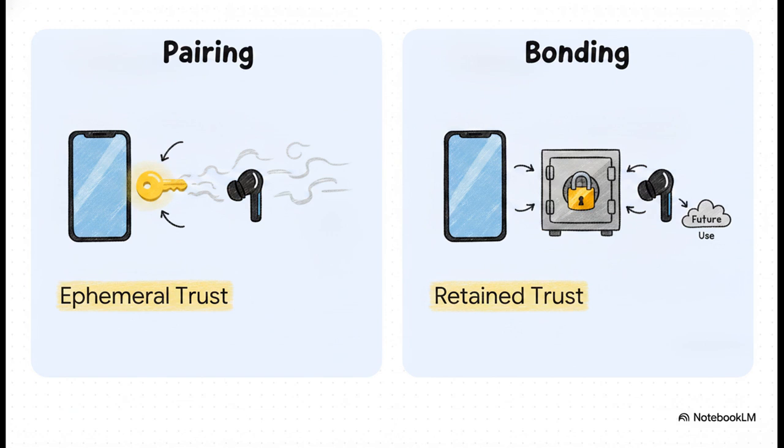Bonding, on the other hand, is retained trust. Bonding means actually storing those security keys produced during pairing, so the next time you connect, you start encrypted right out of the gate. You skip the whole pairing dance. So remember, all bonded devices have been paired, but definitely not all paired devices are bonded.